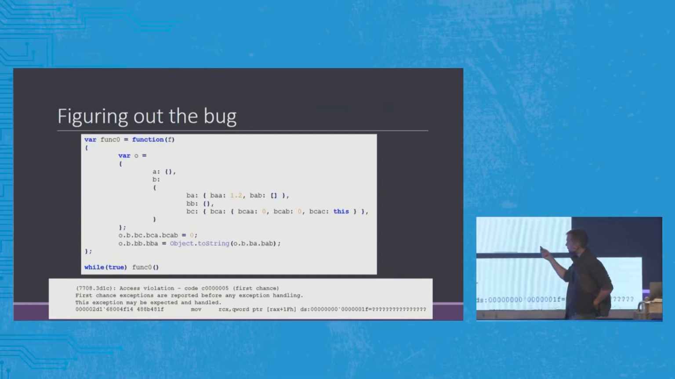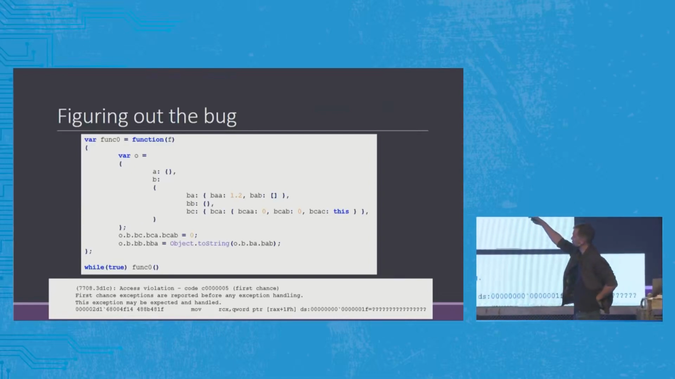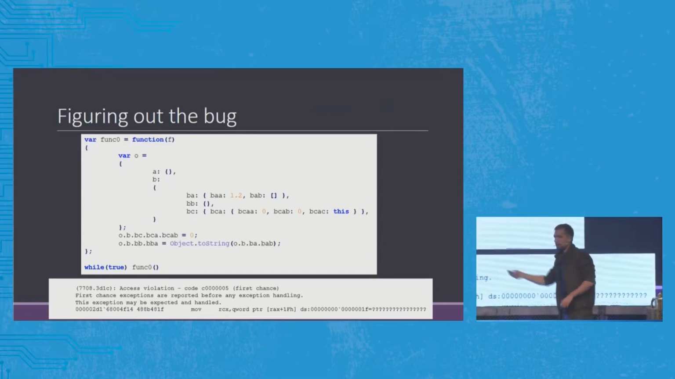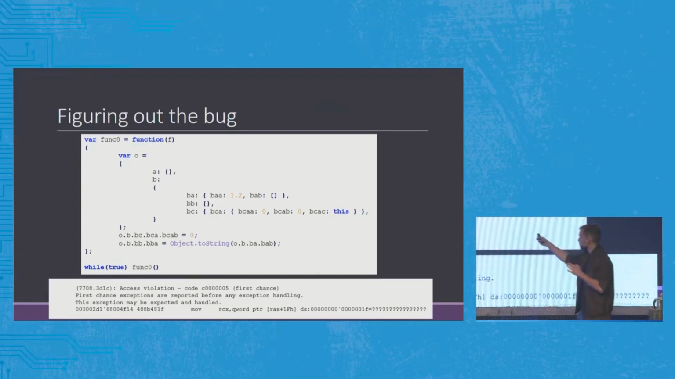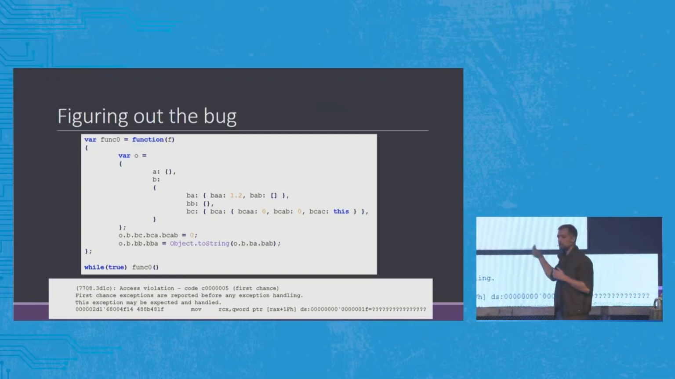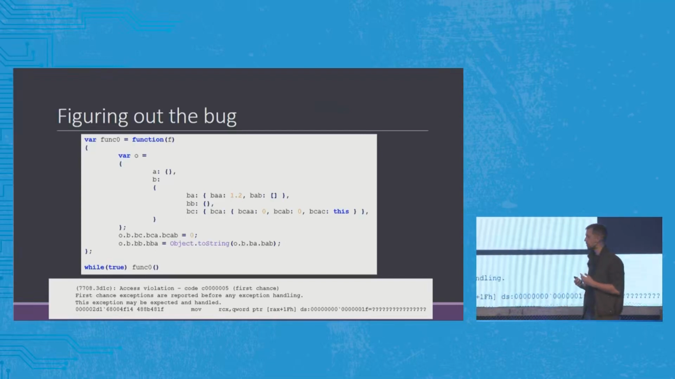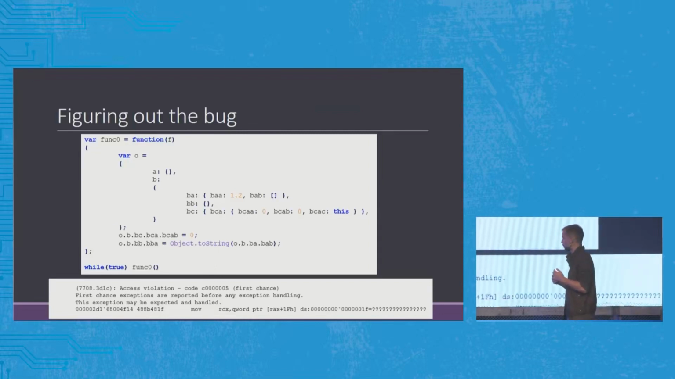Something that is worth noting is that you don't actually just call func0 once. You have to call it in an infinite loop. There are two things that indicate that, but the first is that, since just calling func0 once doesn't actually crash the JavaScript engine, it might be an optimization issue, right?